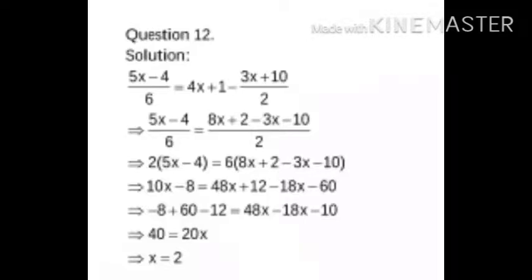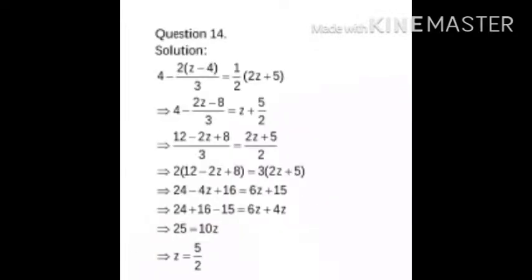We arrange the constants and variables to their respective sides. Now we get minus 8 plus 60 minus 12 is equal to 48x minus 18x minus 10x, which implies 40 is equal to 20x, and x is equal to 2 is your answer. Now the question number 14.